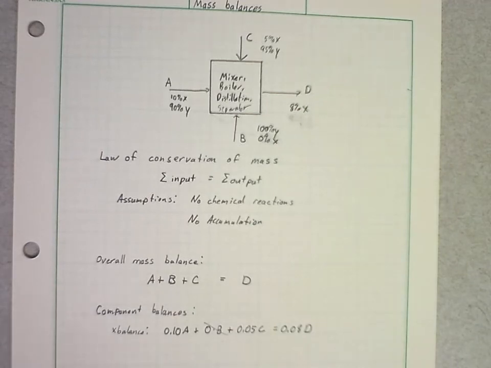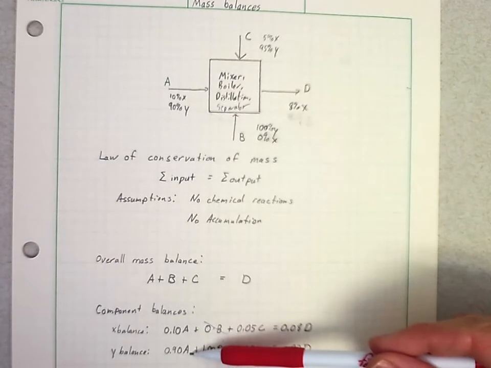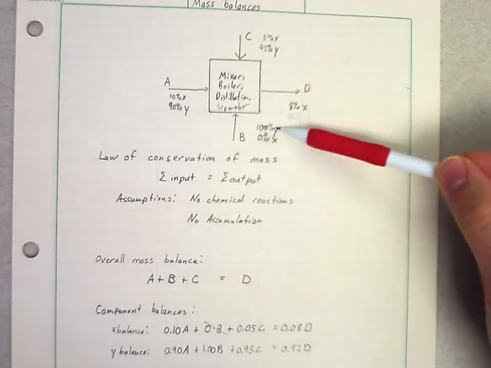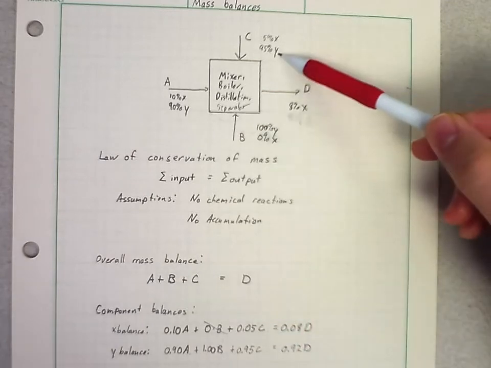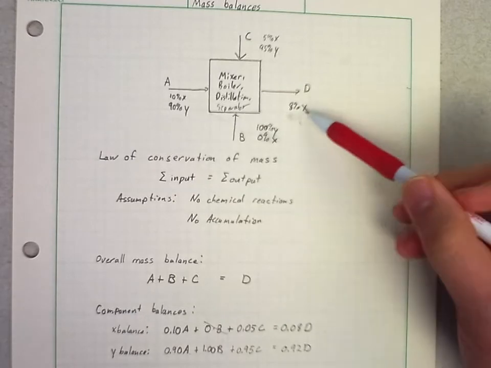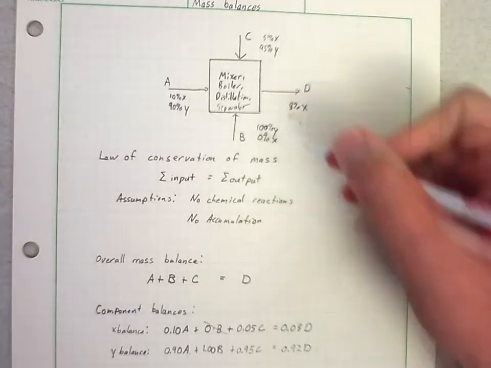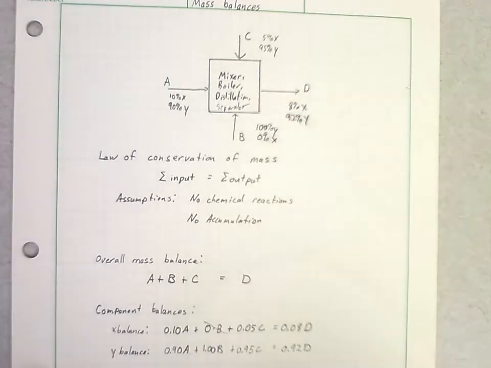And then I could write another one with the Y balance. So to get the Y balance, 90% of A, 100% or all of B, 95% of C, and it's not written here explicitly, but I can figure out that if it's 8% X and all the rest is Y, 92% of my remainder is Y, so 92% times D.